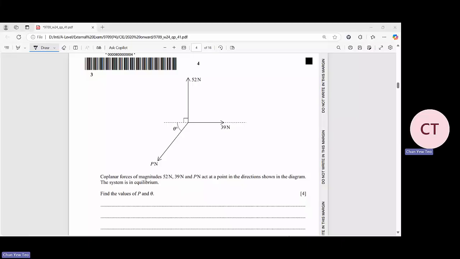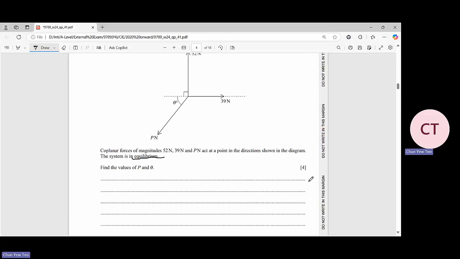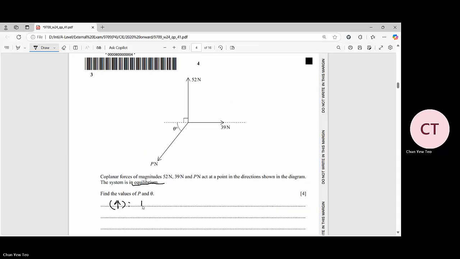Okay, now we take a look at question number 3. We have another diagram over here. Coplanar forces of magnitude 52 and 39 and P Newton act at a point in the directions shown in the diagram. The system is in equilibrium. Find the values of P and theta. So what you can do is resolve the forces vertically. Then you will get 52 equal to P sine theta. Or we can just write P sine theta equal to 52.